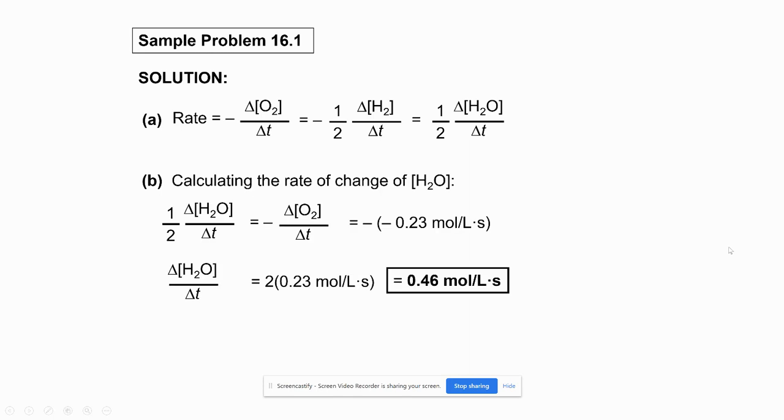Okay, and here's the solution if you want to see it as a prettier PowerPoint than my writing.